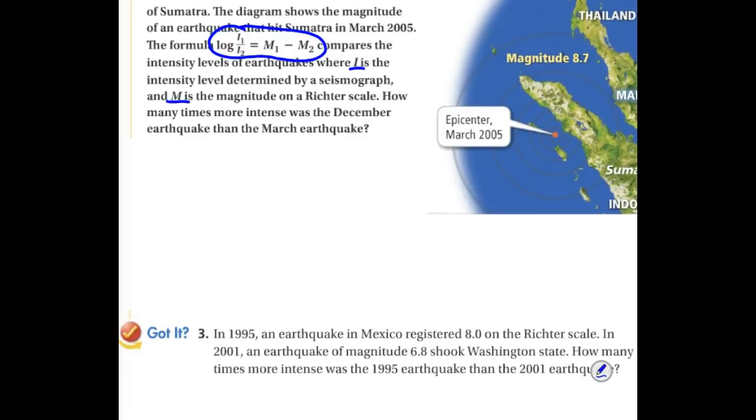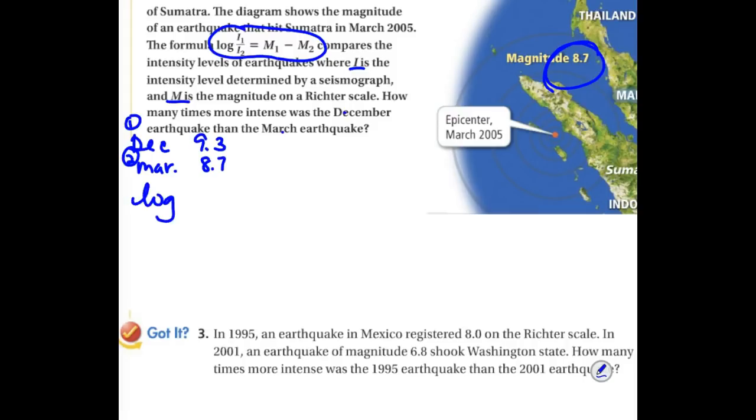All right, so we know that in December it was a 9.3. In March it was an 8.7. All right, that's given to me over here in the picture. We are comparing December to March. So December is going to be our first value, March will be our second value.